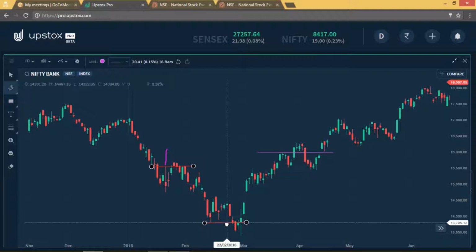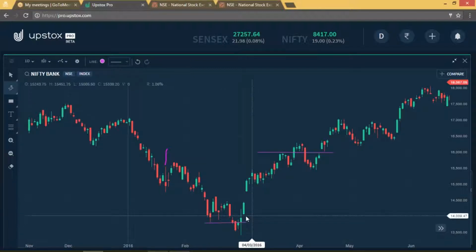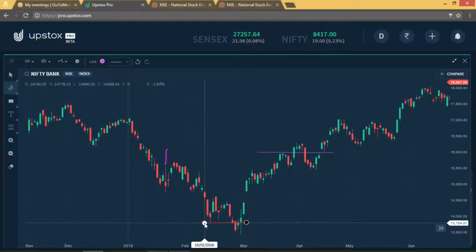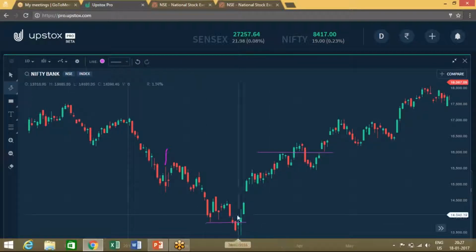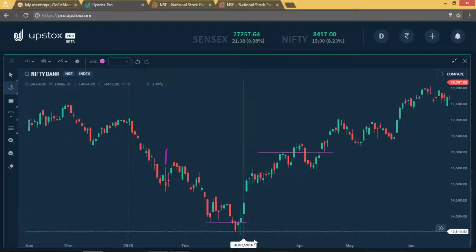Here's a good one. So this is a little tricky. See, if you can observe, this green candle did not close above EOS. So if you were to take the trade, you would have lost money.